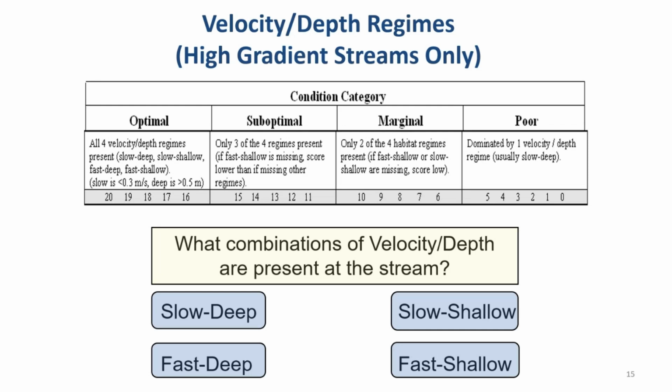If you have all that diversity, if you have all 4 of those, then you would be up in the optimal section. But if you only have 3 of the 4, you would be down in the suboptimal. And if the fast shallow is missing, you would score it with a lower score, maybe the 11 or 12. But if you do have fast shallow and something else is missing, then you could give it a better score, like 14 or 15. If you only have 2 of the 4 habitat regimes present, then you would be down in the marginal section. But if you only had 1 type of habitat, you'd be in the poor section.